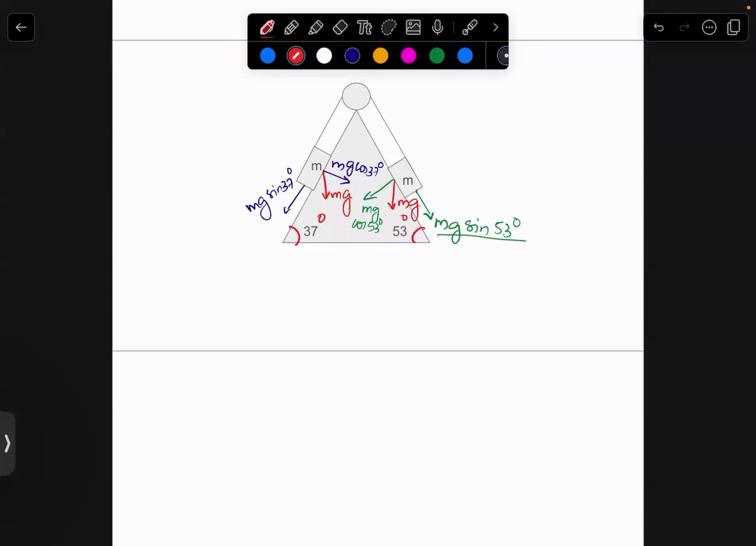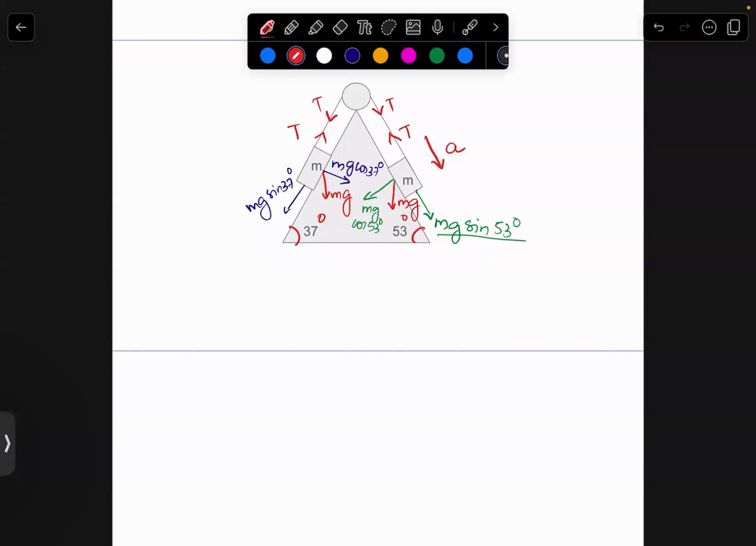There will be a tension force acting along the string. And here also this tension force will be there. This will be balancing the mg sine 37 here. Balancing in the sense that, for the whole system, I'm assuming that it will move downwards on this side, in this direction. So I have taken it like that.